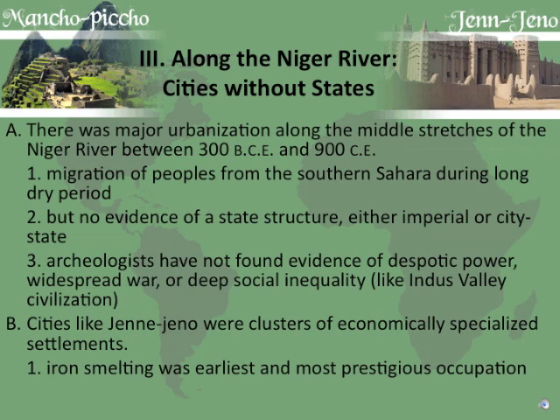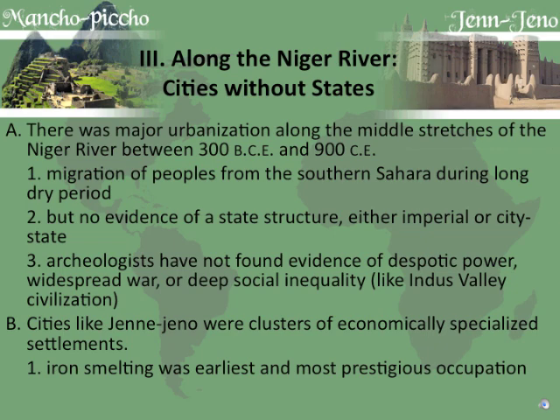And you're going to have migrations of people from the southern Sahara during long dry periods, where the desert's continuing to expand with droughts. However, there's no real state structure in this area. So excluding the Egyptian, the Meroë, and Axum region, the rest of Africa at this time is going to be a stateless society. So you're not having any type of empire or even really any type of city-state.